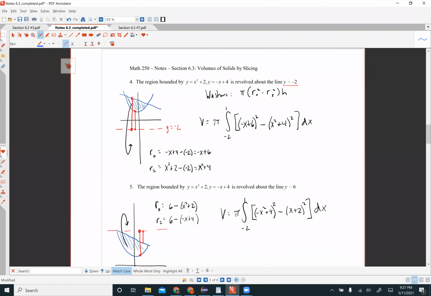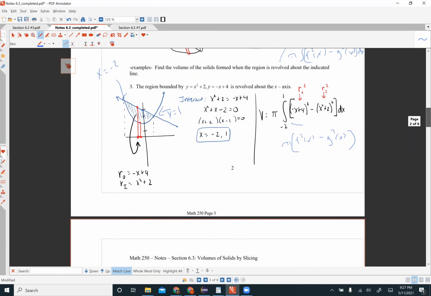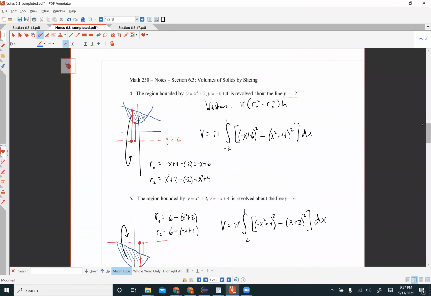Oh, here's a fun problem. Problem number 4. Okay, so the region bounded by x squared plus 2 and minus x plus 4. Oh, is that the same curve? Is that the same parabola? Oh, I'm glad it's the same parabola because x squared plus 2 definitely is one of our favorite parabolas. Anyway, that's the lower curve. Minus x plus 4 is the higher curve.